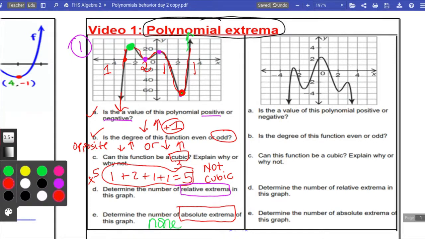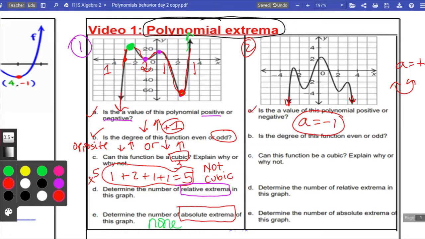Let's check out number 2. All right, so is the a value of this polynomial positive or negative? Well, look, they're both facing down. If they're both facing downward, then the a value would have to be a negative number. If they were both facing upward, the a value would have to be positive.